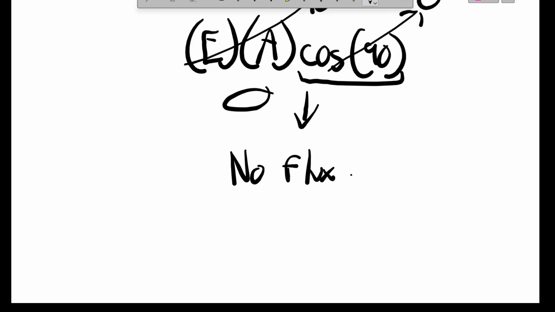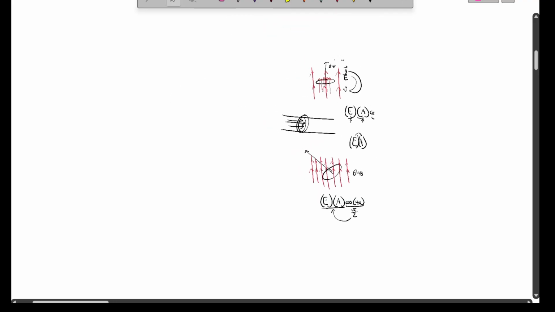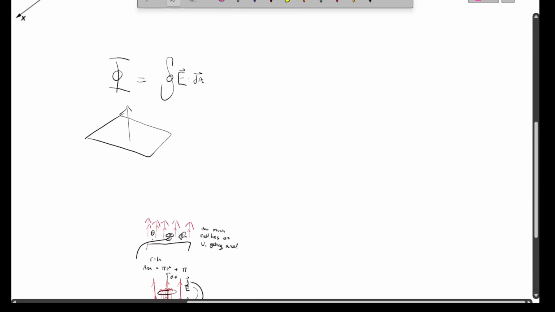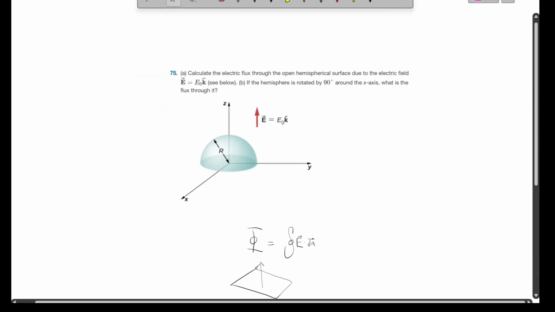Sometimes it could be a lot, in which case the theta, the angle between the area vector and the electric field vector, is very low. And sometimes it can be very little field lines because they're very misaligned. So, without further ado, we can apply that kind of logic to this problem.